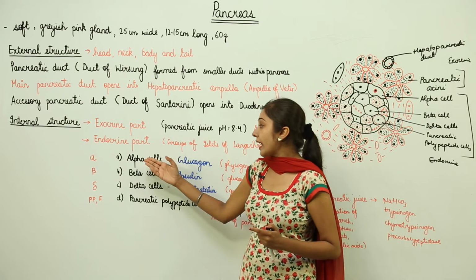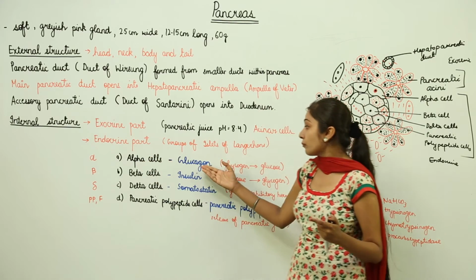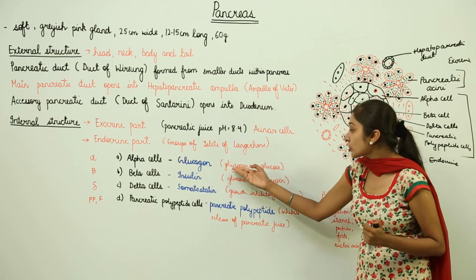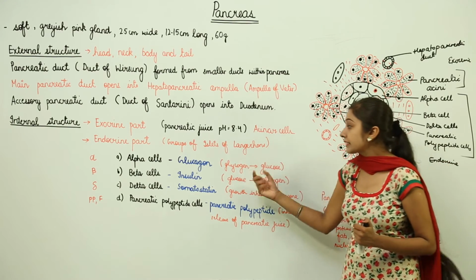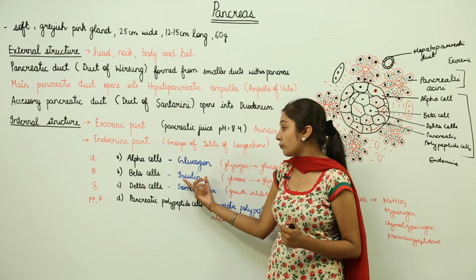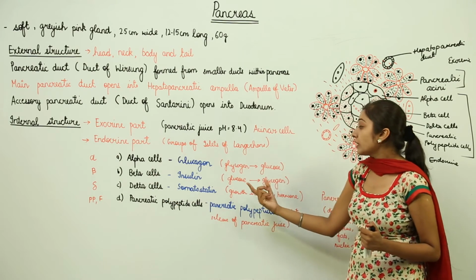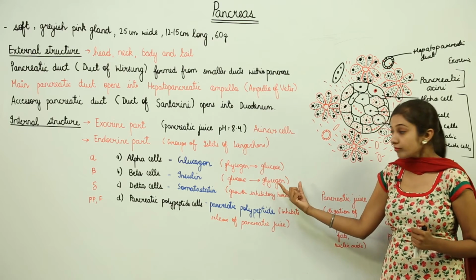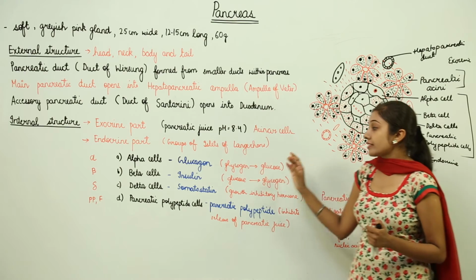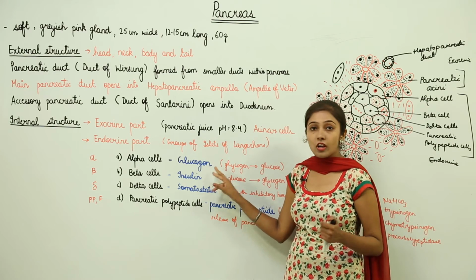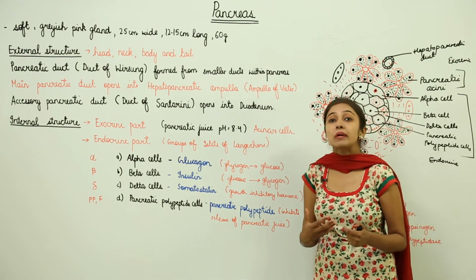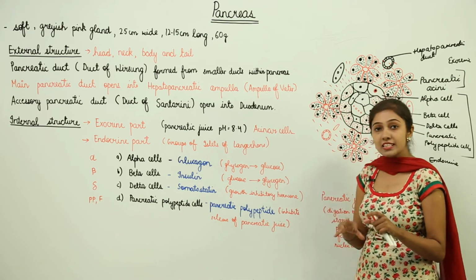If we talk about the alpha cells, these alpha cells release the hormone glucagon. This glucagon helps in the conversion of glycogen into glucose. The beta cells secrete the hormone insulin. Insulin converts glucose into glycogen. And if there is a deficiency of this insulin hormone in your body, then what is going to happen? You can suffer from diabetes mellitus, right.